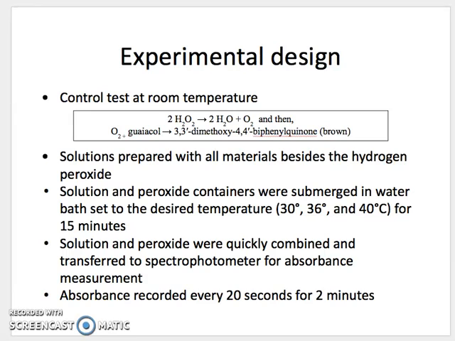For the next 3 environments, all of the reactants besides hydrogen peroxide were combined in a container and submerged in a water bath set to the desired temperature. Hydrogen peroxide was also submerged in the water bath in a separate container. After 15 minutes, 1 container of solution and 50 microliters of the H2O2 were quickly combined, mixed, and placed in the spectrophotometer for observation. We repeated this 3 times for each temperature, and absorbance was recorded every 20 seconds for 2 minutes, or 120 seconds.